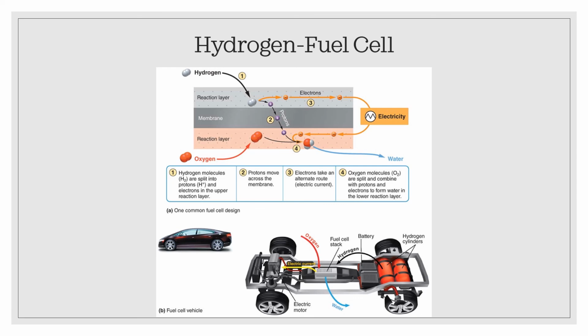As the protons move, the electrons take a different route from that reaction layer. And that route is the electric current. And that current fuels something like the electric motor in a vehicle. The oxygen molecule is then split and combined with the protons from the hydrogen molecule to create water as a byproduct. Hopefully this has refreshed you on some of the concepts you have already learned.